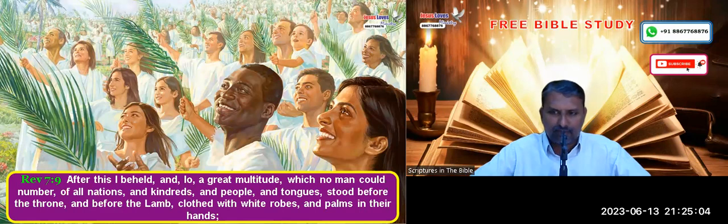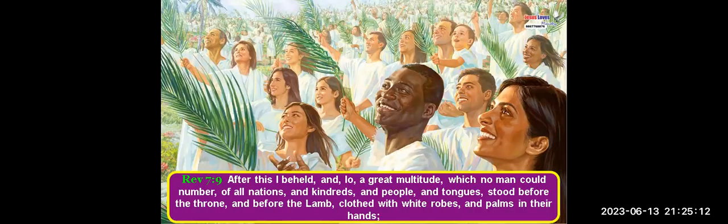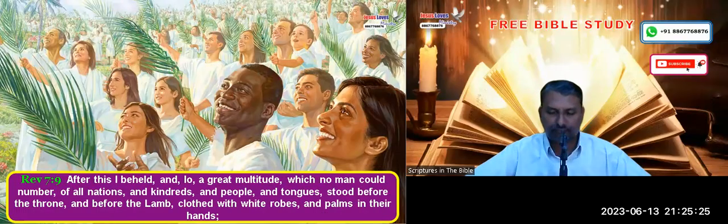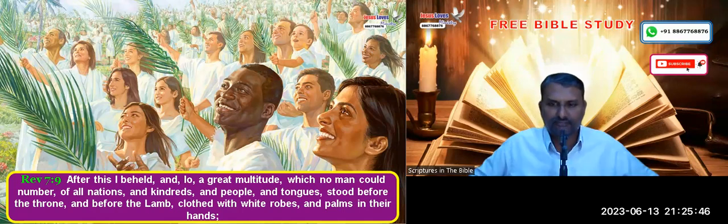Revelation 7:9. After this I beheld, and lo, a great multitude, which no man could number, of all nations, and kindreds, and people, and tongues, stood before the throne and before the Lamb, clothed with white robes and palms in their hands.